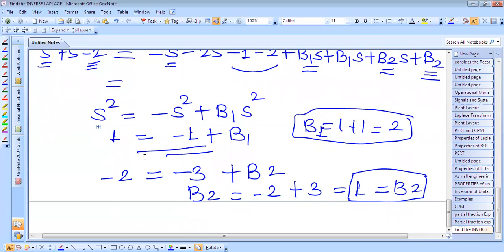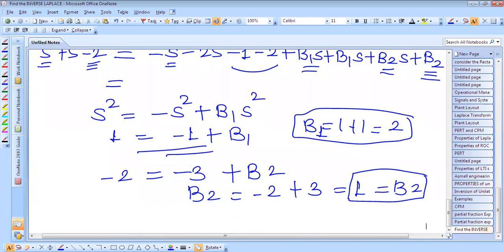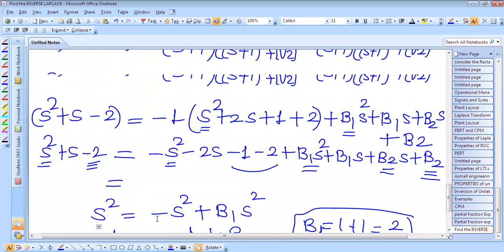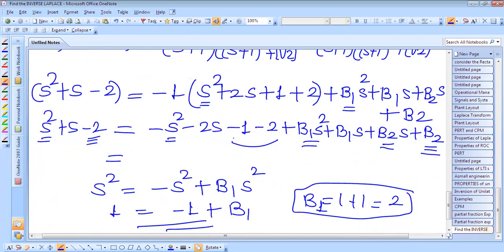Or we can also find it by equating the s coefficient. The s coefficient is there on the left side and also on the right side, and if you find b2 from that, you will also get b2 is equal to 1. Okay. So here we have got b1 is equal to 2 and b2 is equal to 1. Now we'll put this into the given equation, as we have now found a1, b1 and b2. We have found all these values and we have to put these values in this equation now.